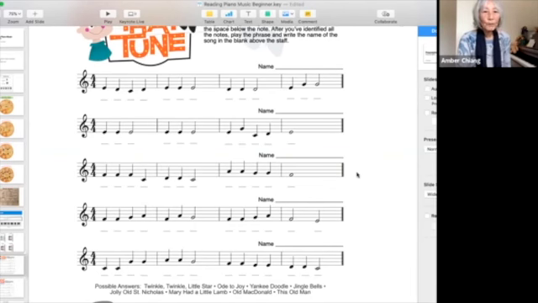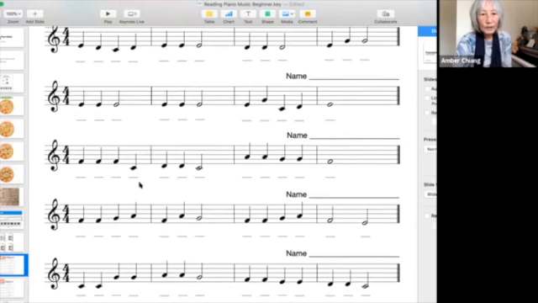Okay, I'm going to play this one for you. For those of you who don't have a keyboard, I'm just going to say the note names as I play it. F, F, F, C, D, D, C, A, G, G, F, 2, 3, 4. Our last line, name that tune song.